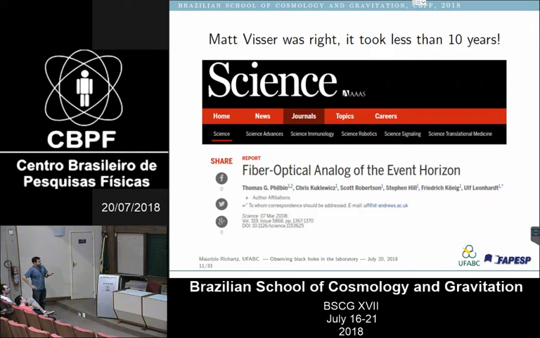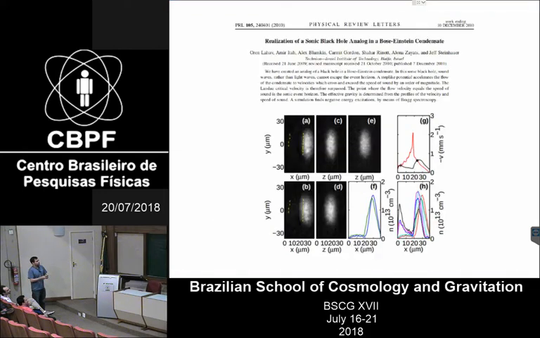And in fact, it took less than 10 years. Here's a Science paper where some people from the UK published their findings on having the event horizon in a fiber optical system. Later, these are just two examples. There are more systems like this. Here there's an example of a BEC condensate from 2010, a PRL, where they also showed that they obtained the analog of a black hole horizon in the laboratory using Bose-Einstein condensates.